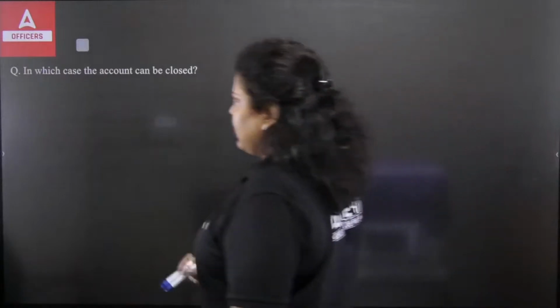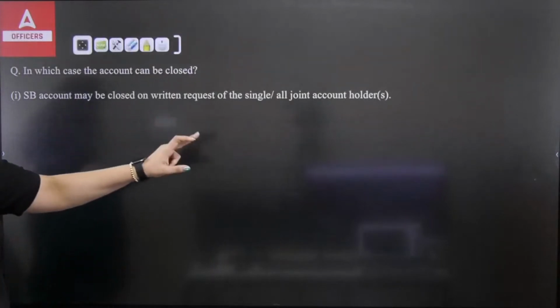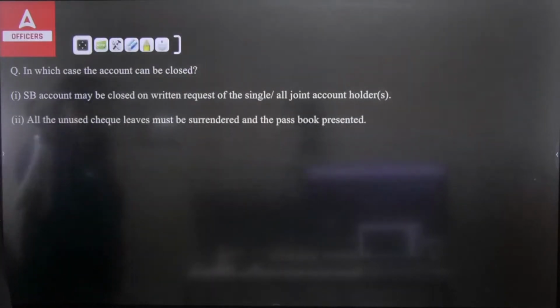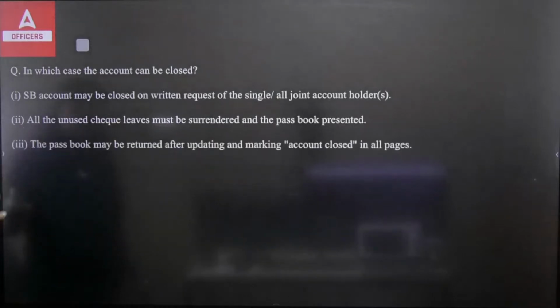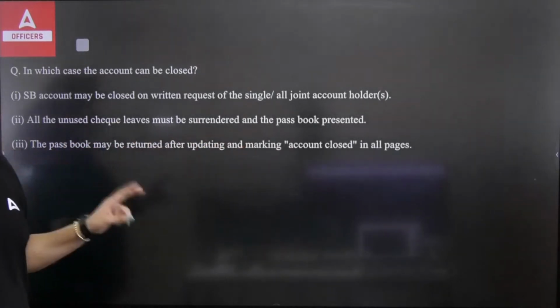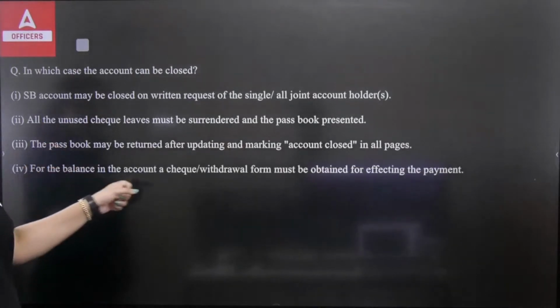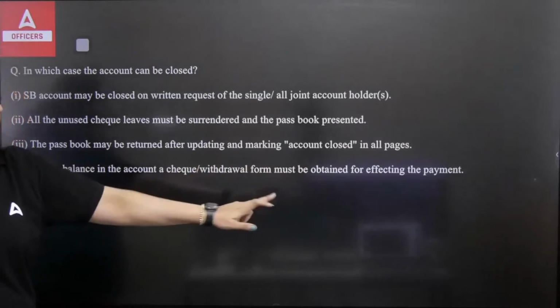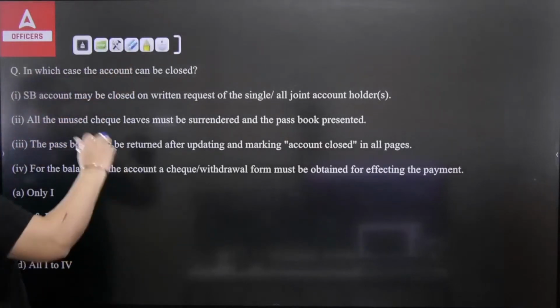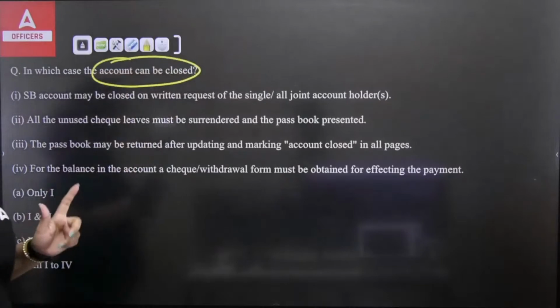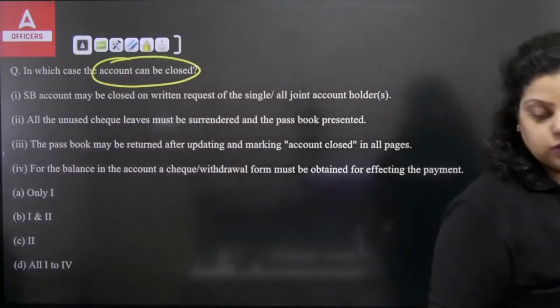Now next we have: in which case can the account be closed? This is what the question is asking. And we have option first, savings bank account may be closed on written request of the single or all joint account holders. Second, all the unused check leaves must be surrendered and the passbook presented. Third, the passbook may be returned after updating and marking the account closed in all pages. Fourth, for the balance in the account, a check withdrawal form must be obtained for effecting the payment. And these are the four options you have. So you have to tell in which case the account can be closed, what the condition is in which the account can be closed.